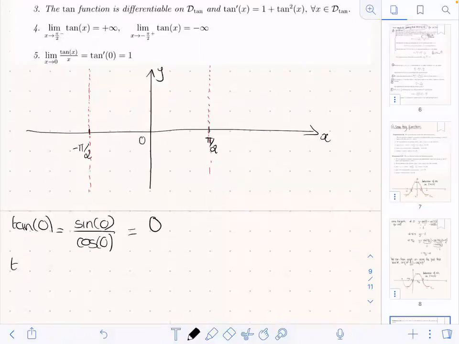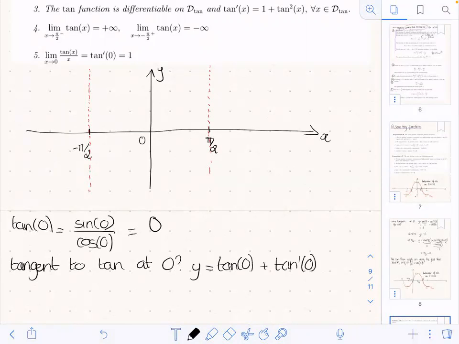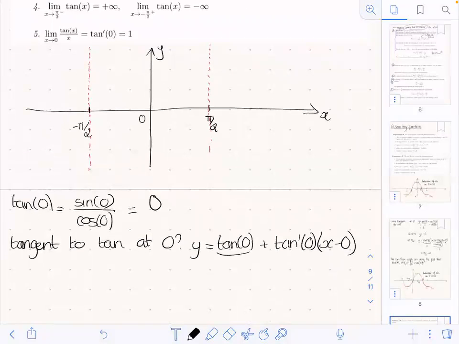And we can have a look at the tangent line to the tangent function at 0. So you get y equal to tan 0 plus tan prime of 0 times x minus 0. The first term is equal to 0, and the derivative at 0 is equal to 1. And so you get y equal to x.